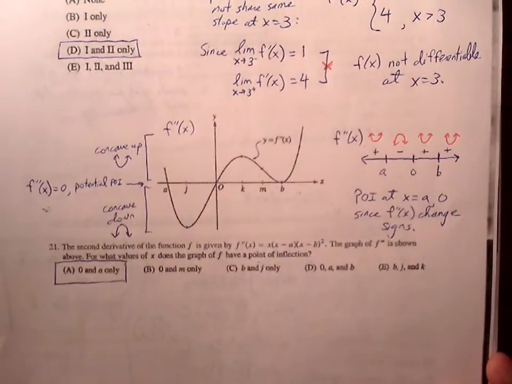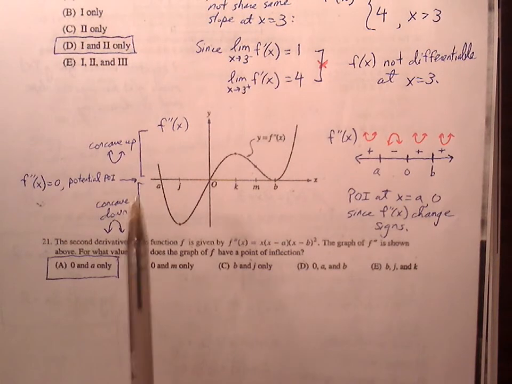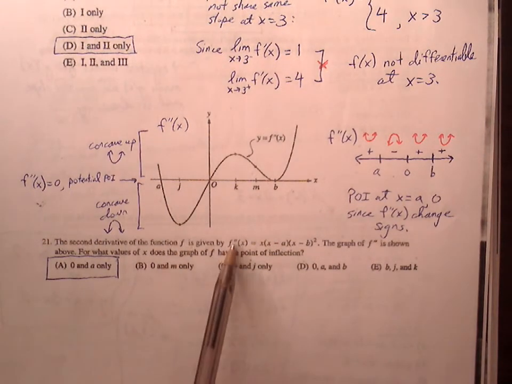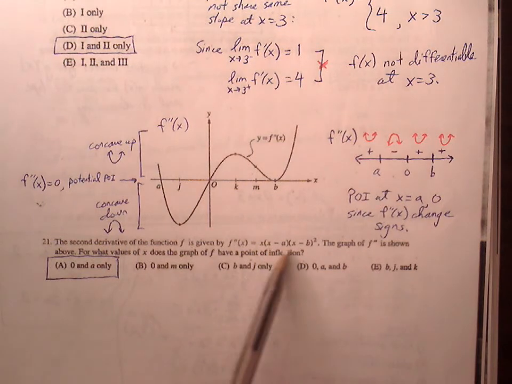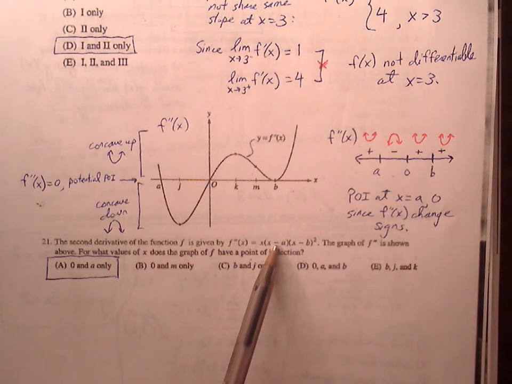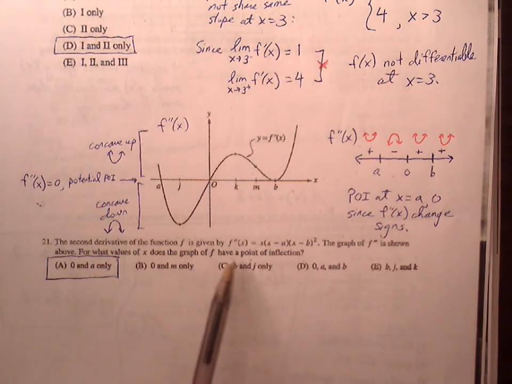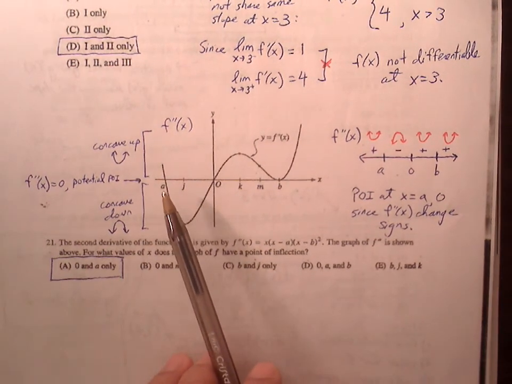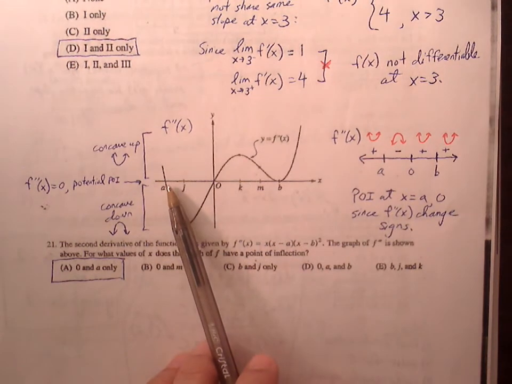Okay, number 21. A second derivative function is shown to us in this graph. And we have f double prime that's given in terms of a and b. The graph of f double prime is shown. Where does the graph have a point of inflection? So a point of inflection is going to be where f double prime changes signs.